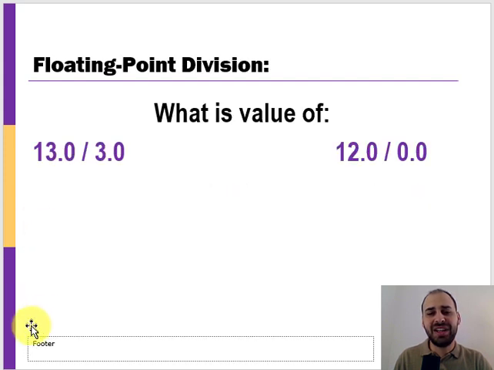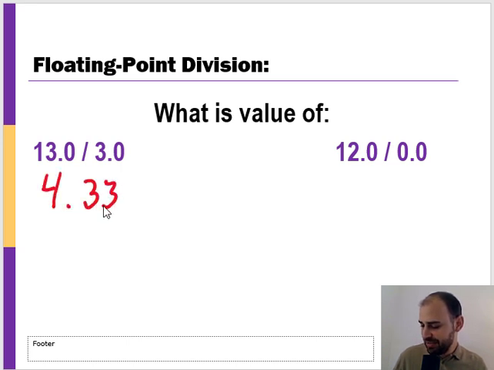So let's take a look at some of these numbers that can come up. The first one is a pretty basic thing. There's nothing really weird going on here. We have 13 as a floating point number divided by 3. That's not going to do anything weird. We're just going to get what you would expect, 4.3 repeating, and then a bunch of 3s. So that's normal, nothing weird on that one.